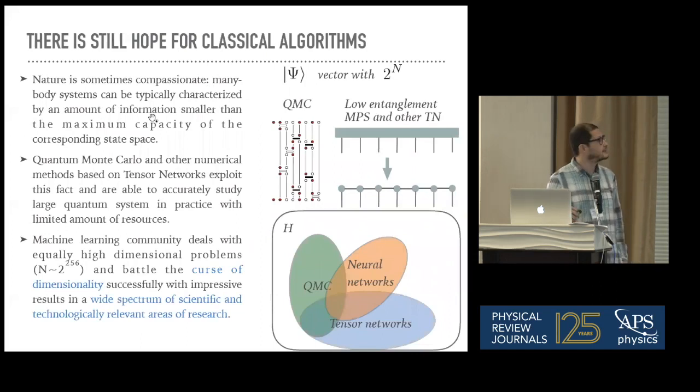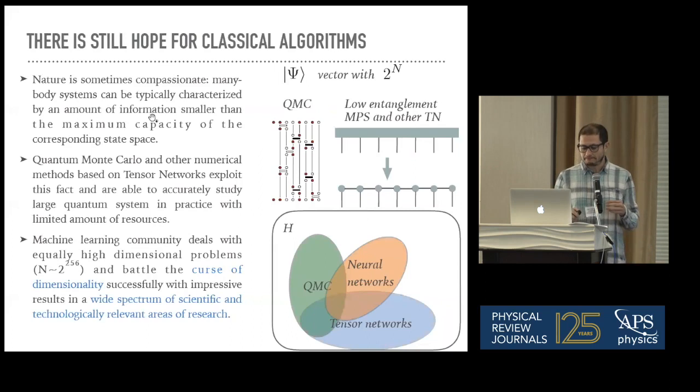Because nature is benevolent, in the sense that many-body systems can typically be characterized with an amount of information which is smaller than this maximum exponential capacity, and that's what we exploit when we do numerics, for instance. In quantum Monte Carlo, we do statistical sampling of this gigantic state space, and we can solve some specific problems in terms of this stochastic exploration of the state space. We can get correlation functions, and it's relatively successful.